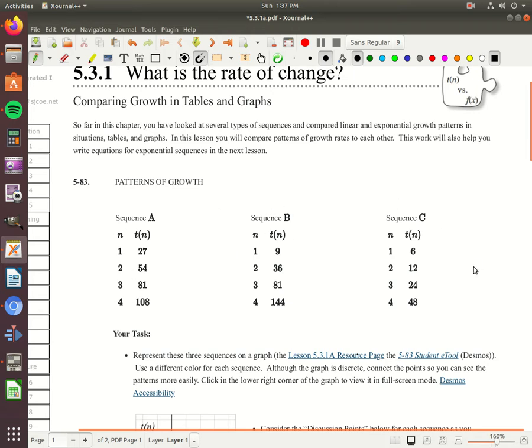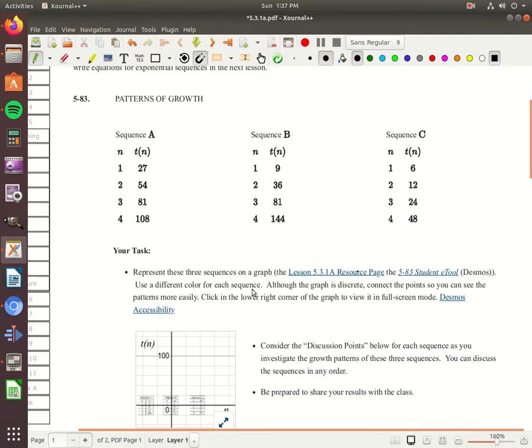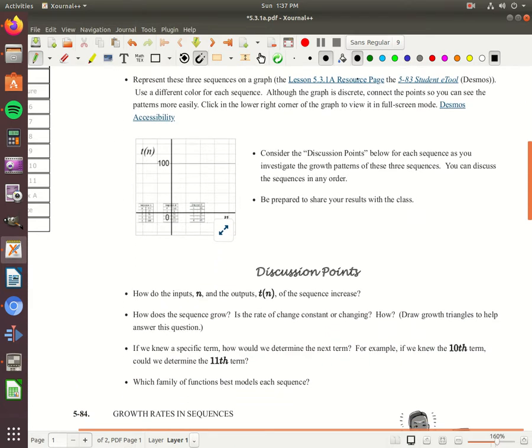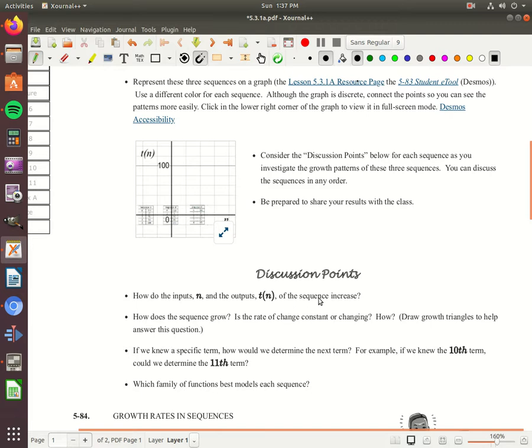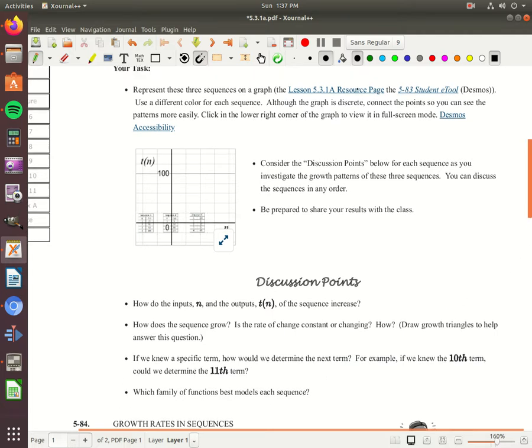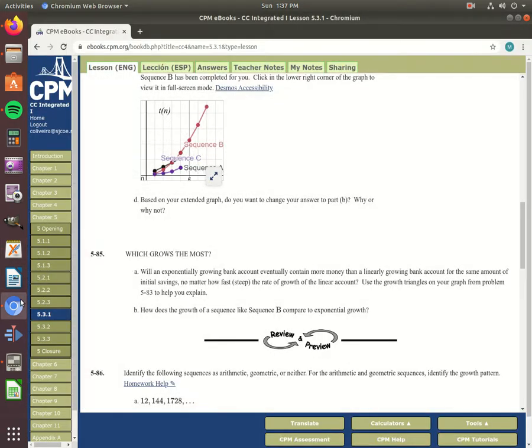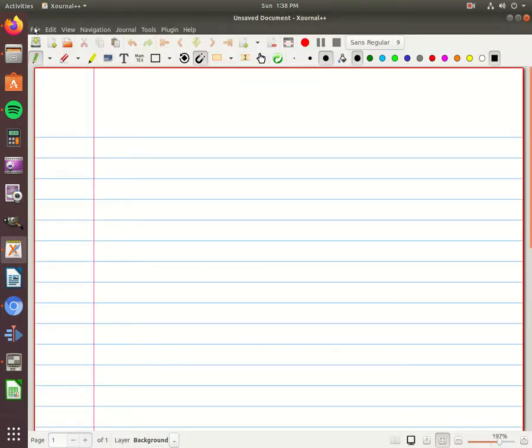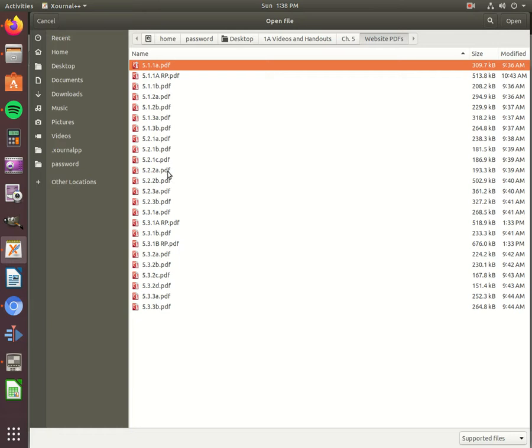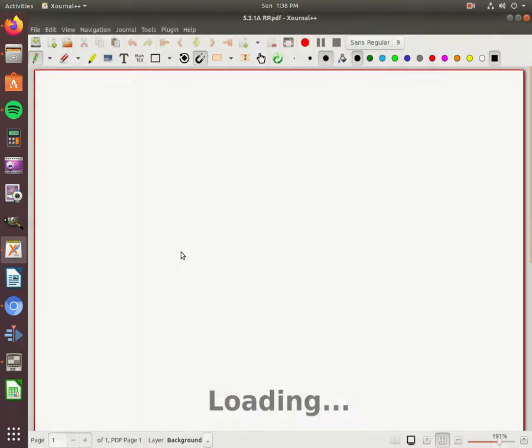So we're given these three patterns, and we're asked to graph them on a sheet of paper. It wants us to keep a couple of things in mind. How do the inputs and outputs of the sequence increase? How does the sequence grow? How is it changing? If we knew a specific term, how would we determine the next term? If we knew the 10th term, how would we get the 11th? And which family of functions best models each sequence? We're going to keep that in mind as we jump over and get this graph done. So we're going to open up 531.